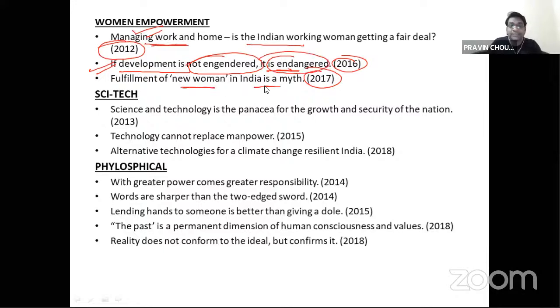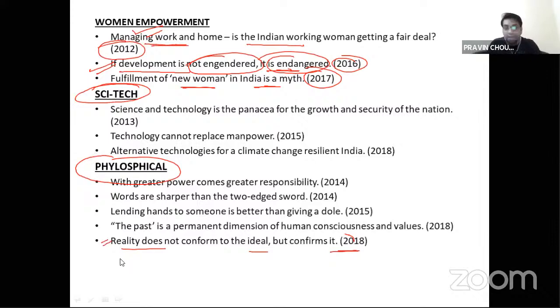Then fulfillment of the new man in India is a myth. Then science and technology topics. Similarly, you have philosophical topics like "Reality does not conform to the ideal, but confirms it." So if you have philosophy as an optional subject and are going to attempt this topic, you must have sufficient content in your brain. You should be able to write 1200 to 1500 words with proper structure.